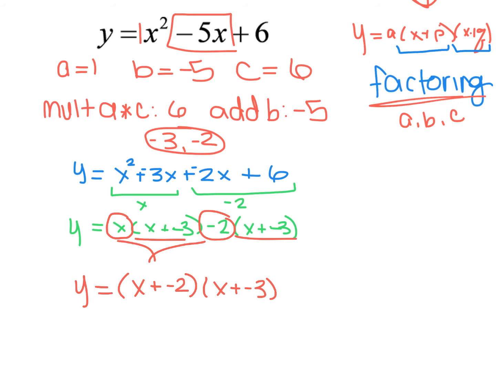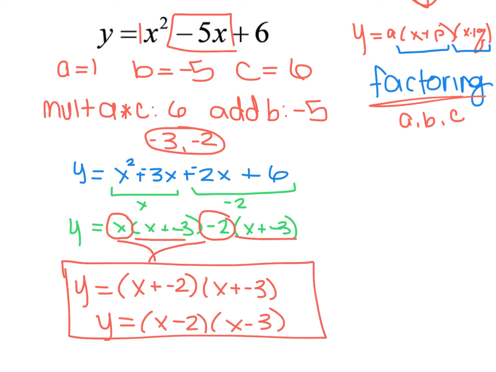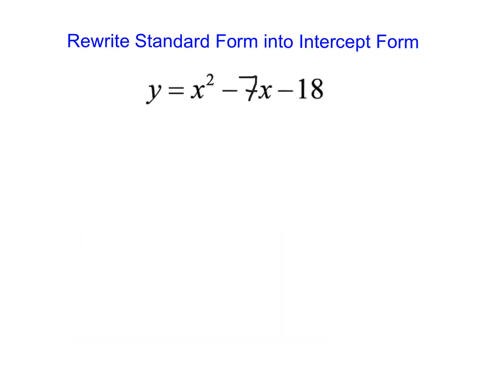And there's two ways you can write your answer here. You could write it like this, or if you do not like using keep, change, you can just write x minus 2 and x minus 3. Regardless of whether or not you use keep, change, this will give you intercept form. And you can now see that your intercepts are clearly contained within your equation. So let's take a look at a second example.